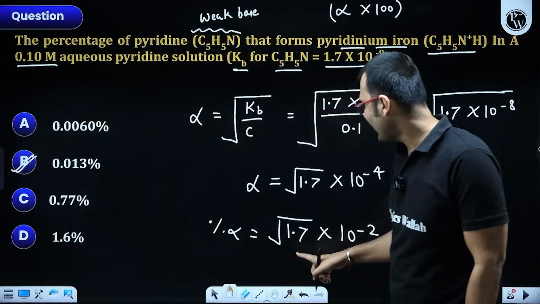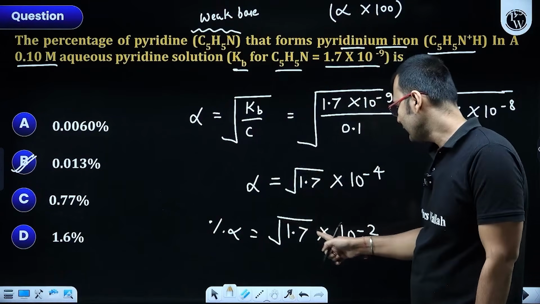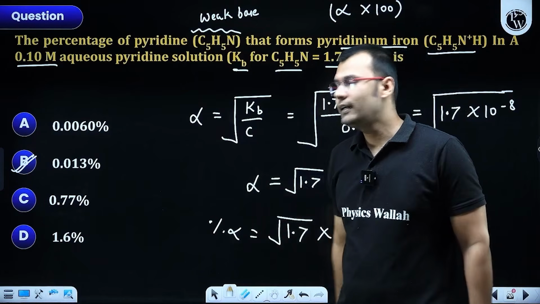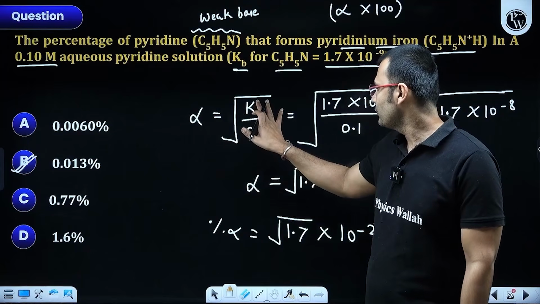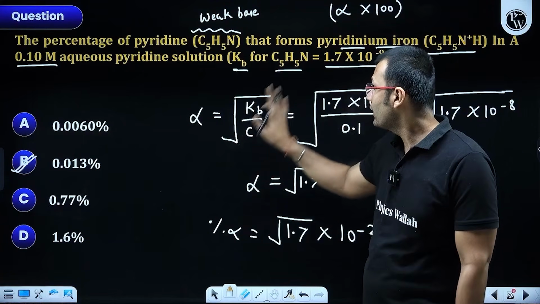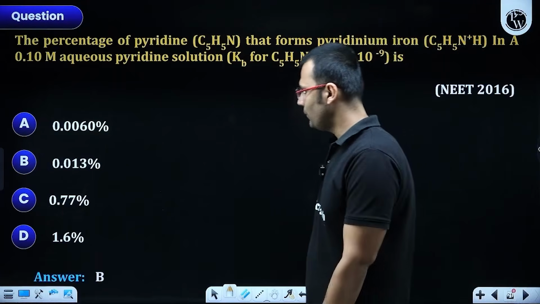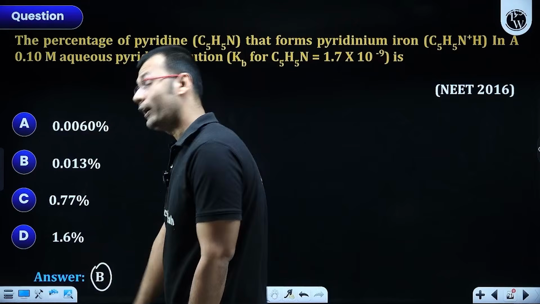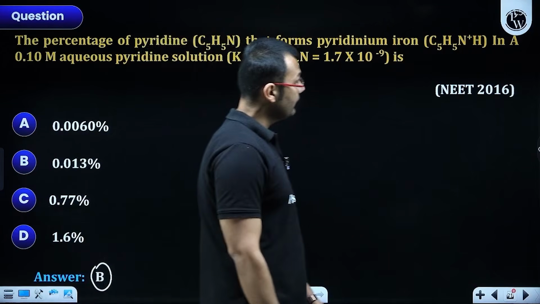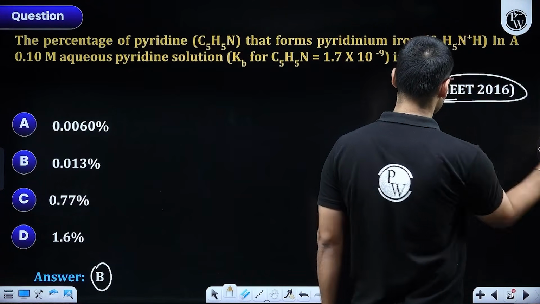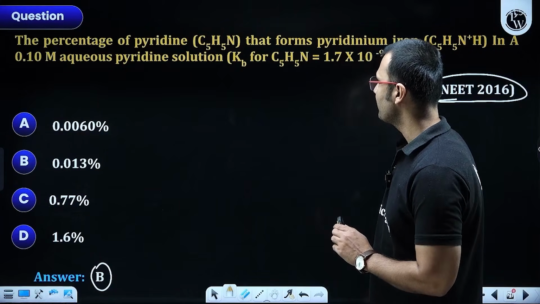So basically, if you find the square root of 1.7, that will come near about 1.3, right? And 1.3 into 10 power minus 2 can be written as 0.013%, right? So you can calculate alpha from dissociation constant and concentration, and from alpha you can find the percentage dissociation. And of course, for this question, the answer will be B. Directly from Ostwald dilution law, we got this question in the NEET 2016 examination, correct? So now I think these types of problems you can solve easily, correct?